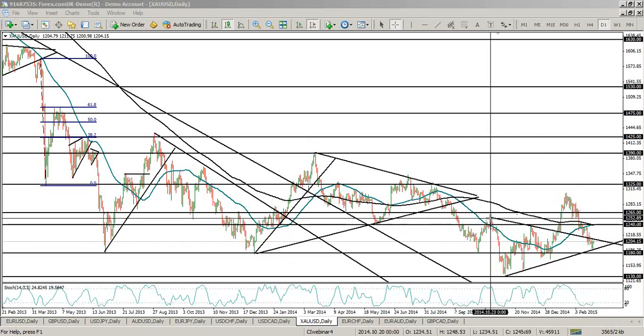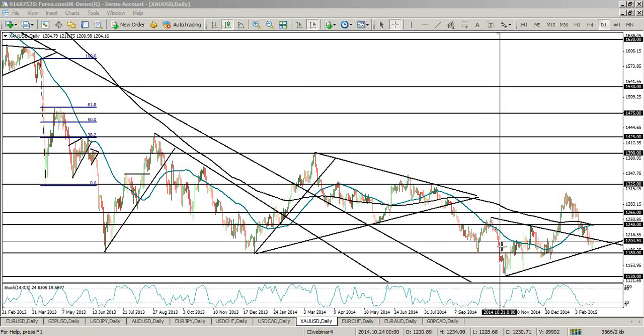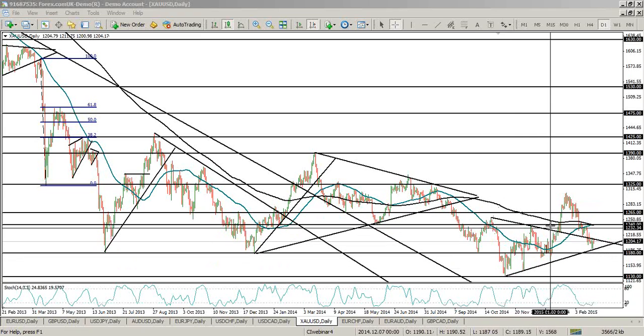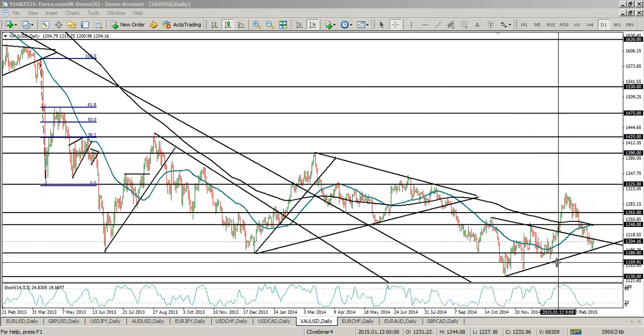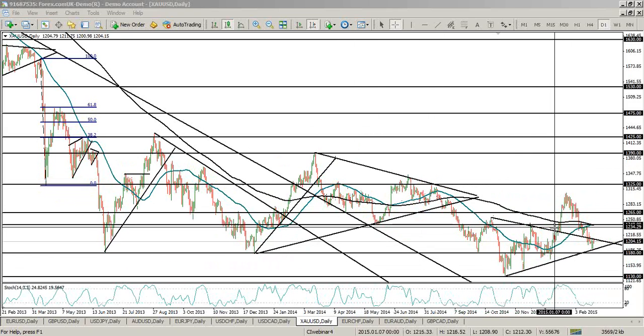Basically what it is, is a consolidation. Price action goes up, down, up, down, up. You see triangles all over the place. Okay, here's a triangle. Here's a triangle. All you're looking for with a triangle is a break.